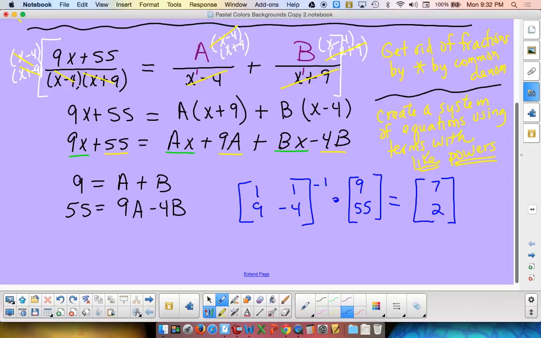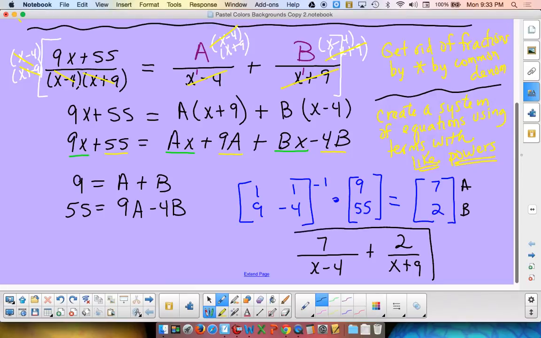And so the key thing though at the end, people think when they get done that the 7 and the 2 is the answer. That is not the answer. The question you were asked to find is what were the original fractions. So now that you know A is 7 and B is 2, you need to put that back in the original equation we set up here. We had A over x minus 4, so now we know it was 7 over x minus 4 plus 2 over x plus 9. That's the actual original fractions that were used to create this equation. And of course, we knew that.